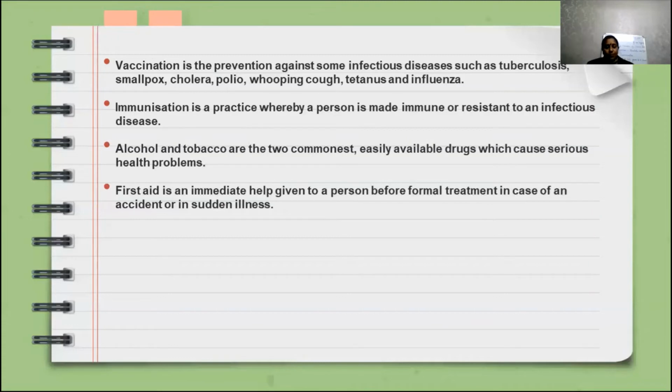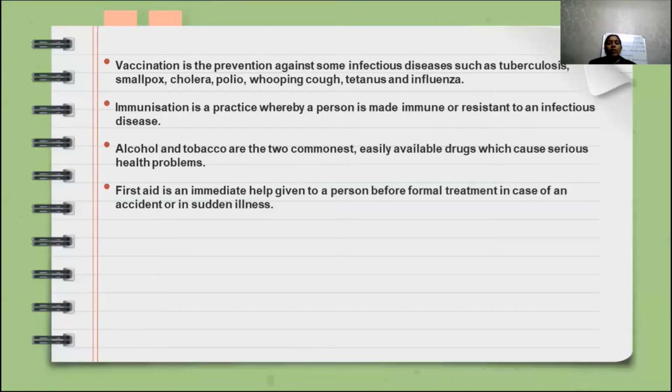Then unhealthy habits are mentioned there, and what are the harmful effects of consuming alcohol. Then what are the effects of drug abuse. Then what is first aid? First aid is the last topic mentioned in the chapter, and we are going to revise that topic now. First aid. What's the definition of first aid?